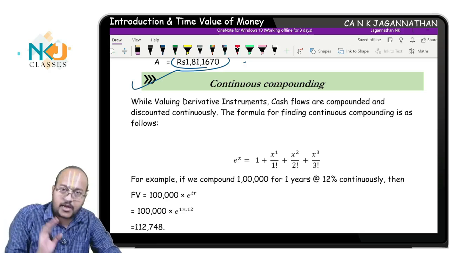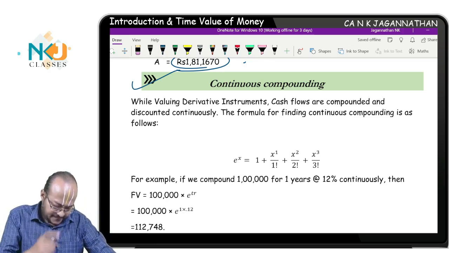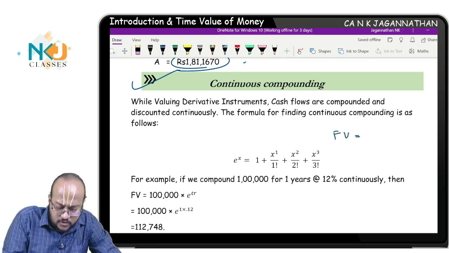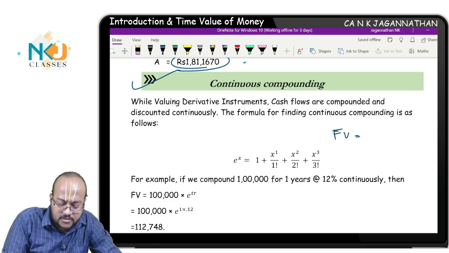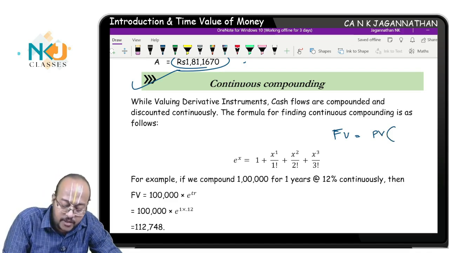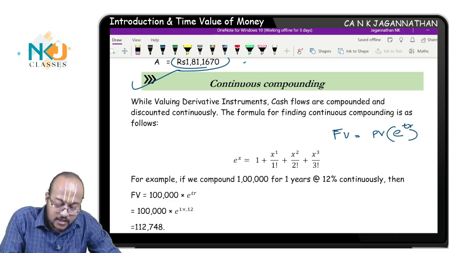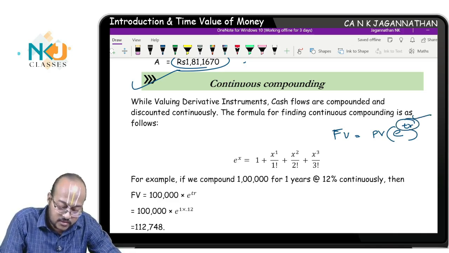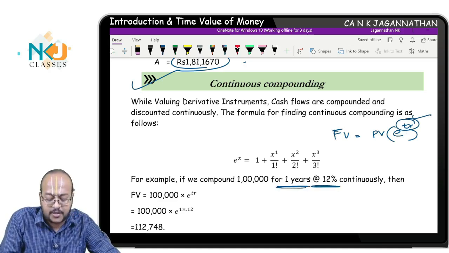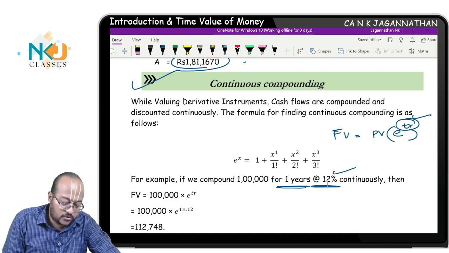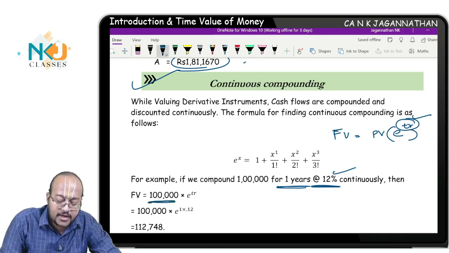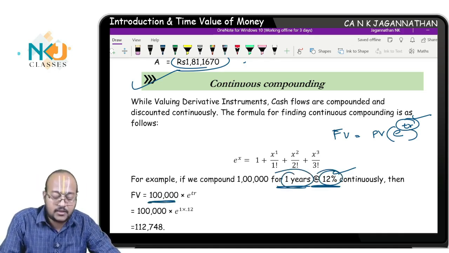See, last segment, carefully observe. Future value, as per continuous compounding, is equal to present value into e to the power TR, whereas earlier we used PV into 1 plus r raised to the power n. Very simple. These numbers should be considered annually. Now, 1 year is the time period and 12% is the interest rate. You need to find the future value when 1 lakh rupees is compounded continuously at 12% for a 1 year period.